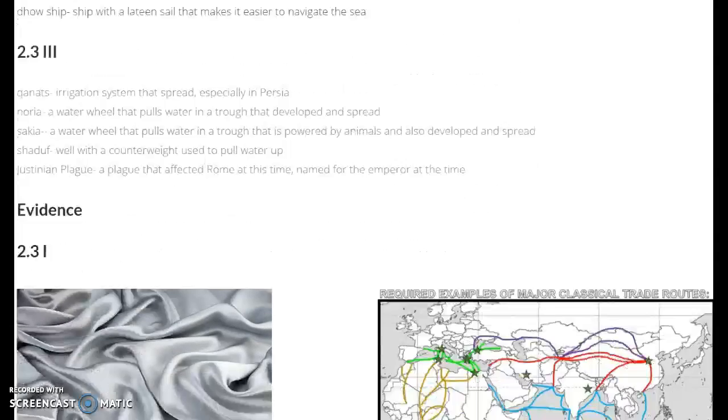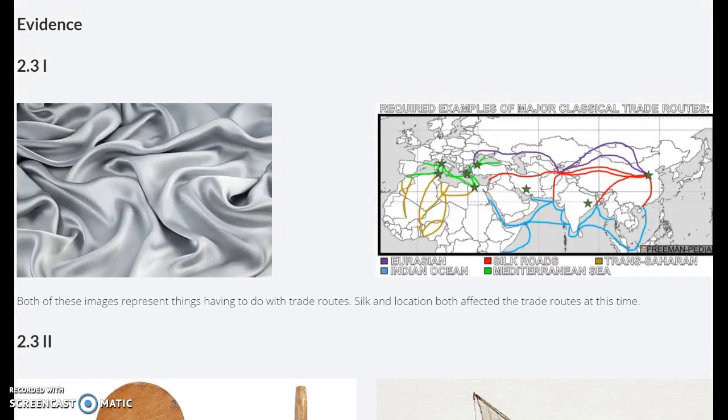A lot of it is about irrigation systems because that was a big part of the effects of trade because it helped agriculture. Some evidence here for the first one, you have silk and then a map of the trade routes, because both of them, silk and the location of the trade routes, affected the trade routes. Like I said, with silk you'd have supply and demand, and wherever there was demand, you'd have to get the silk from China to the place. And just the location of the trade route could affect what was passed along it and what areas were involved in it.